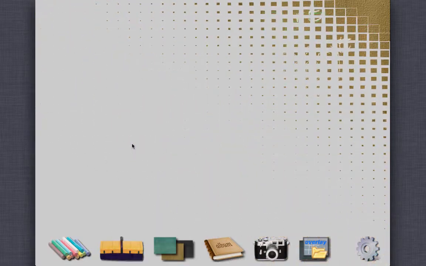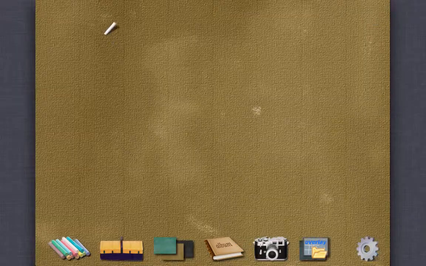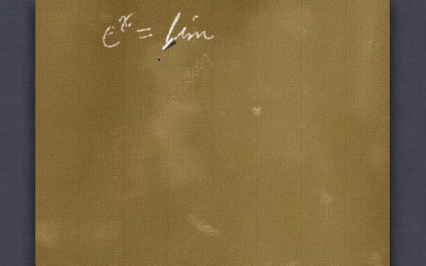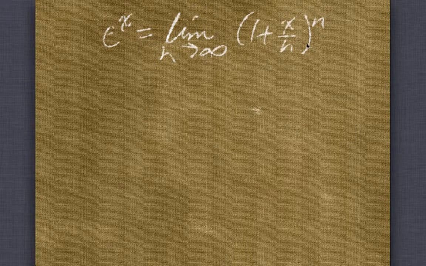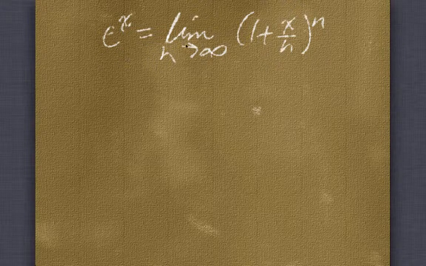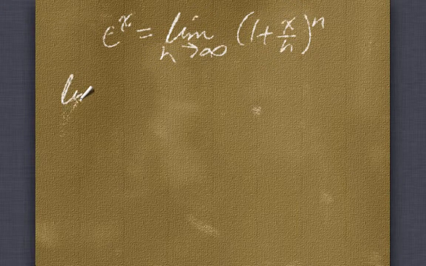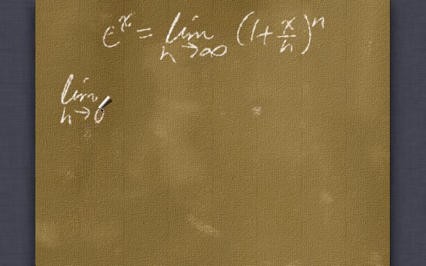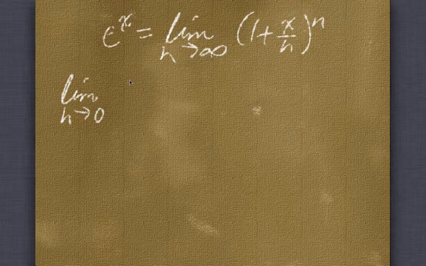Okay, so now I want to consider e to the x. So e to the x is the limit as n goes to infinity of (1 plus x over n) to the n. So n is the thing that's varying and going off to infinity in this case. But then I want to look at the derivative with respect to x.